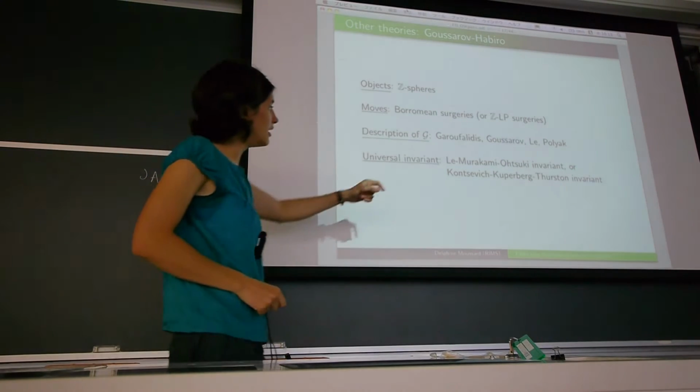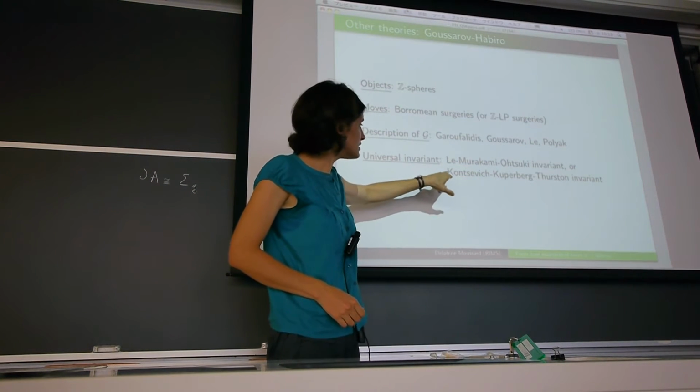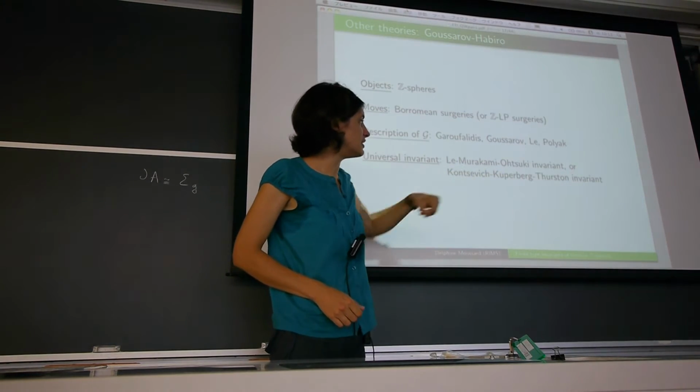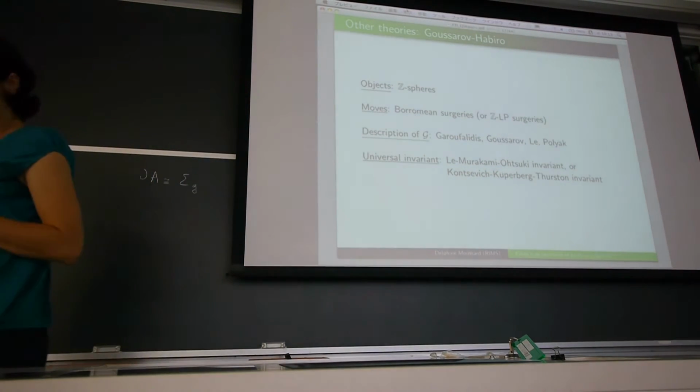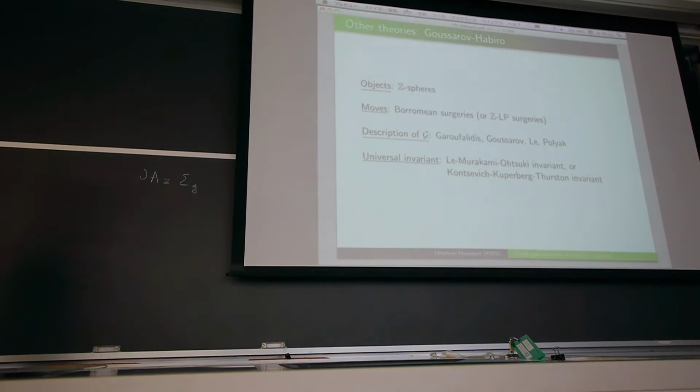And another remark, here, instead of the LMO invariant, one can also use the Kontsevich-Kuperberg-Thurston invariant, defined by integrals on configuration spaces. And so the fact that we can use it in this theory is due to formulas proved by Lescop, who gives the behavior of this invariant with respect to Lagrangian preserving surgeries. And so this is an important result because it gives a way to compare these two invariants for integral homology spheres.